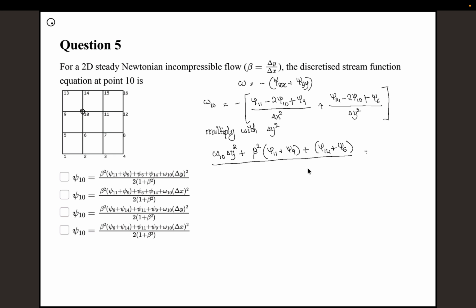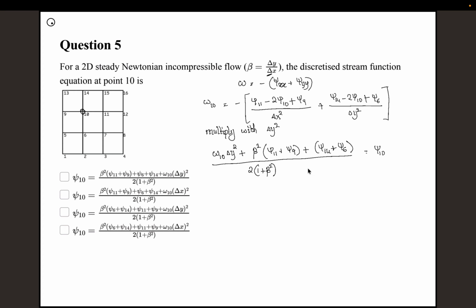And then on the RHS, we have 2 beta square plus 2. I'm just bringing that on LHS. This will give me psi 10. Can verify which of these options is. But this is a relatively straightforward one. All we have to make sure is what is the expression of beta that is asked in the problem.